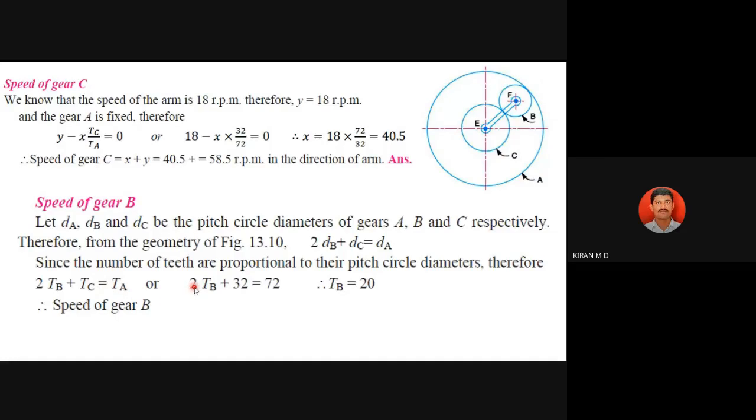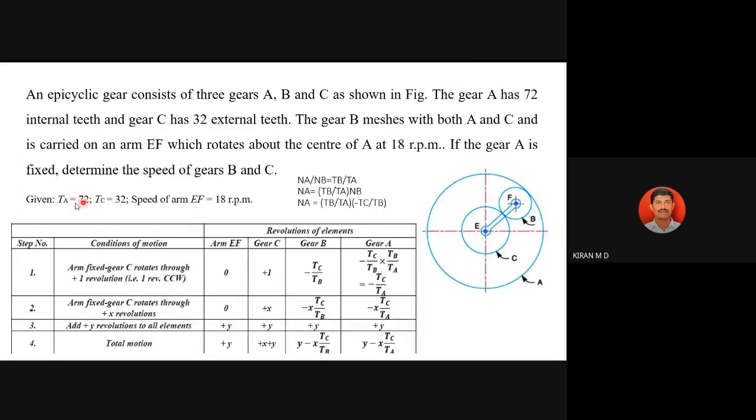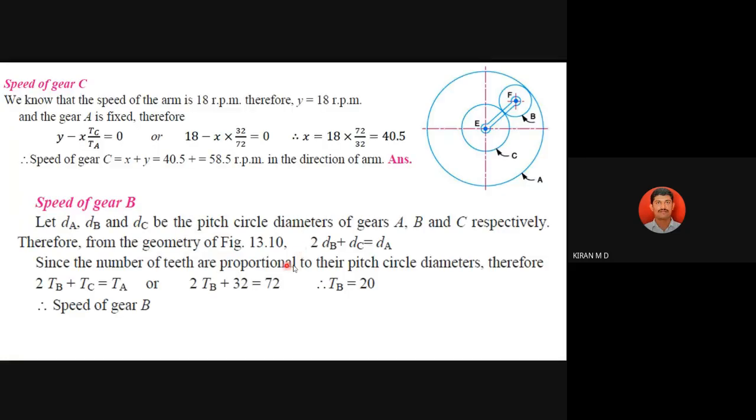So what is this 2 TB? We know TC is 32, and TA is 72. He has given this in the problem: TA is 72, TC is 32. So 2 TB plus 32 is equal to 72. Therefore TB we are going to get as 20. Therefore, the speed of gear B.